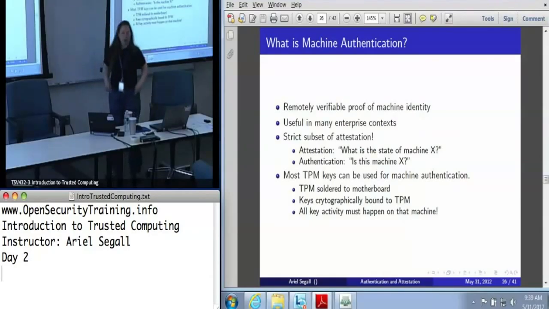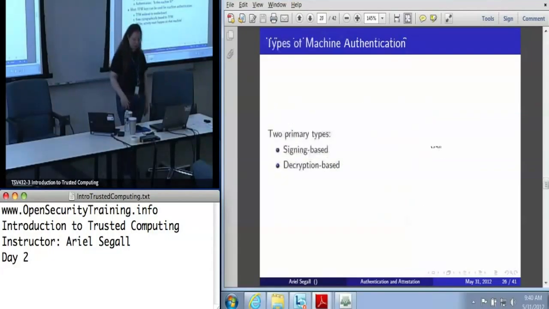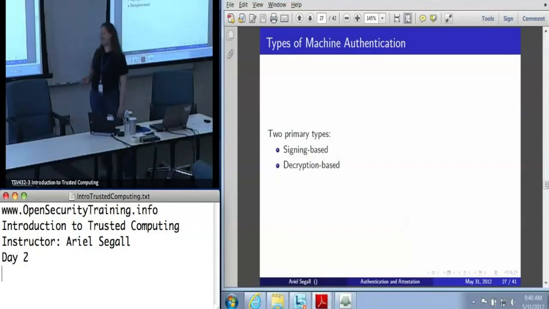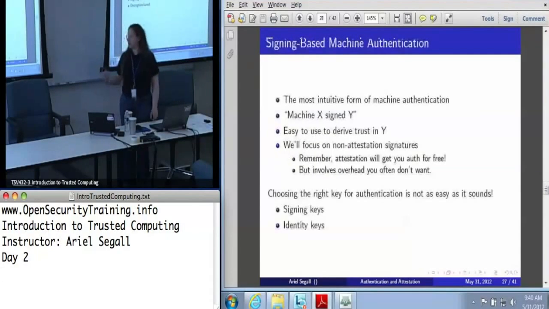So most TPM keys, i.e. ones that are not migratable, can be used for machine authentication because after all, the TPM is soldered to the motherboard, the keys are cryptographically bound to the TPM, so if the key is used, it was used on that machine. This is why I said yesterday that machine authentication is the easiest of the TPM applications to roll out, because you pretty much get it by default if you're using a TPM key. So there's two basic types, signing and decryption.